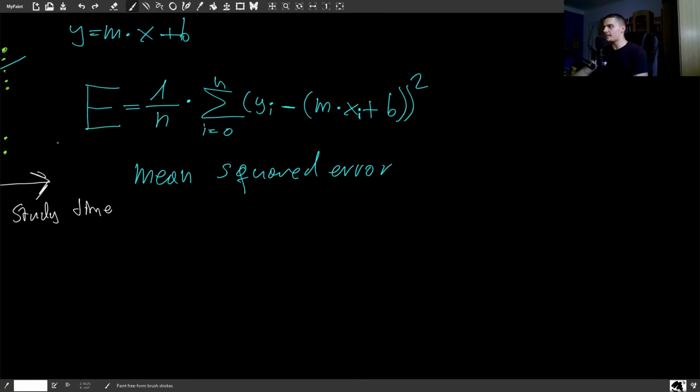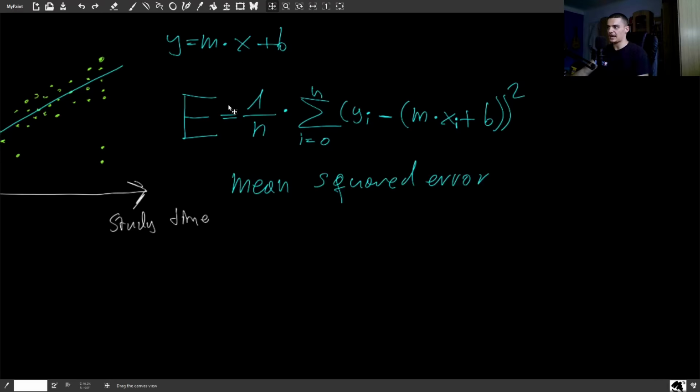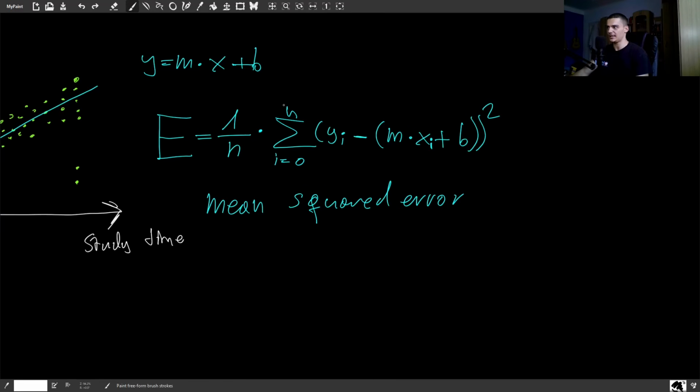We want to minimize that error function. We want to get the lowest possible e for our line. We want to find the line that gives us the lowest possible e. So the only thing that we can influence is the m and the b. The x is just the input and the y is just the output. We want to find m and b so that we can minimize e. That is our goal. And how can we do that?